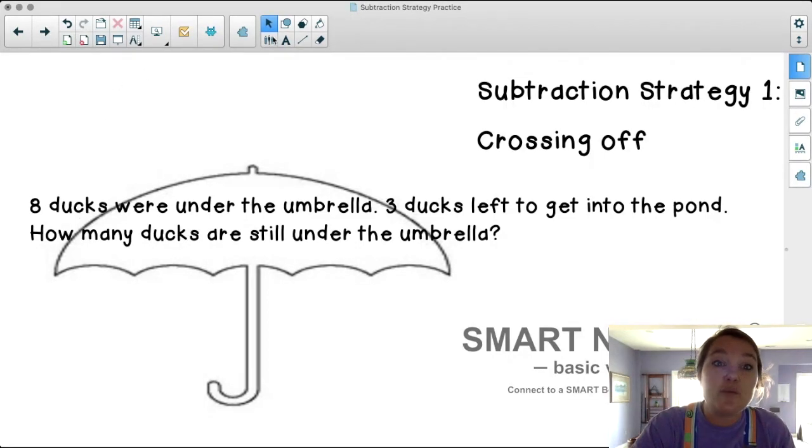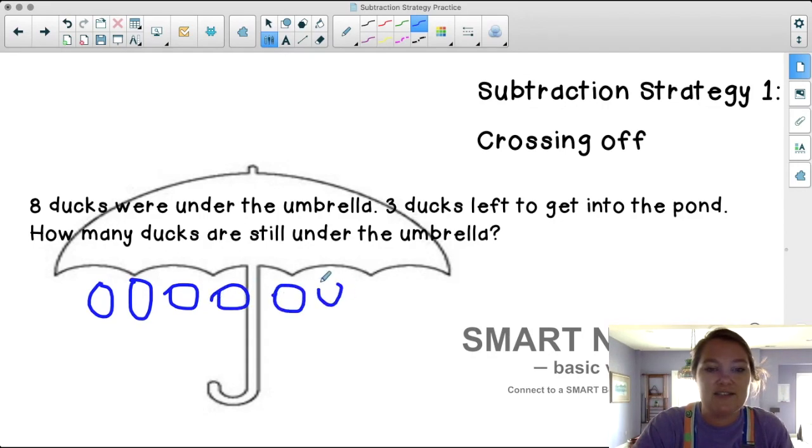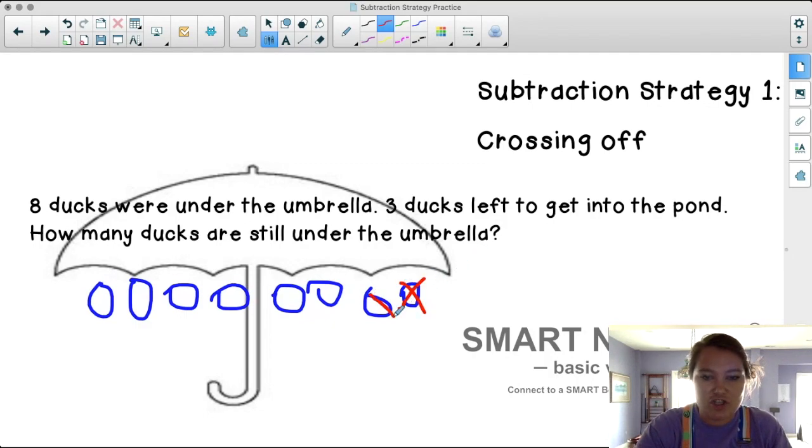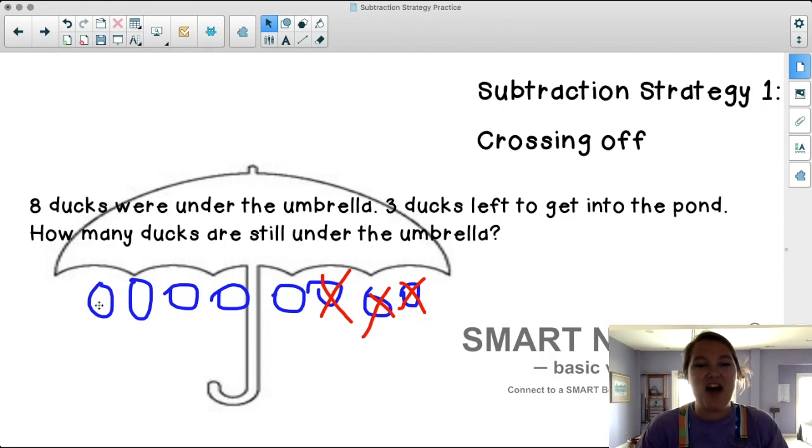Okay, so let's start with what we know, right? We know that there are 8 ducks under the umbrella. So I'm going to draw 8. 1, 2, 3, 4, 5, 6, 7, 8. Awesome. Then, how many left to go to the pond? I'm going to cross 3 of those off. 1, 2, 3. Okay, so how many ducks are still under the umbrella? What did you get when you tried it? Let's check my answer. 1, 2, 3, 4, 5. 5 ducks are still under the umbrella.